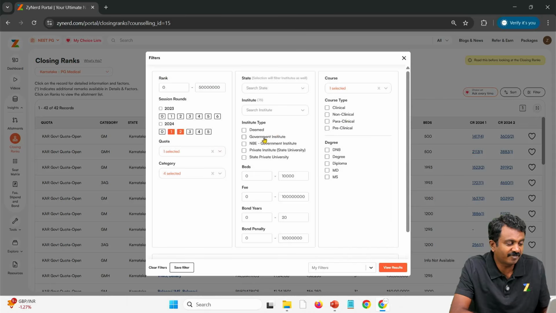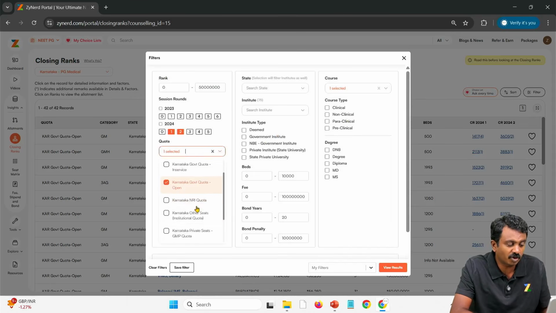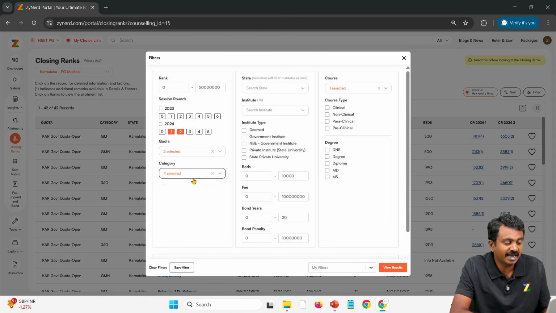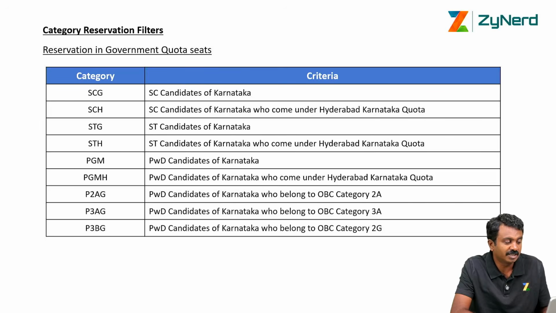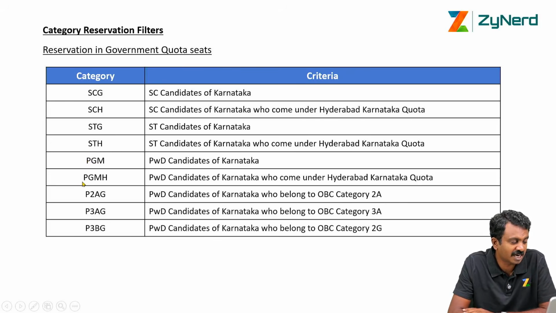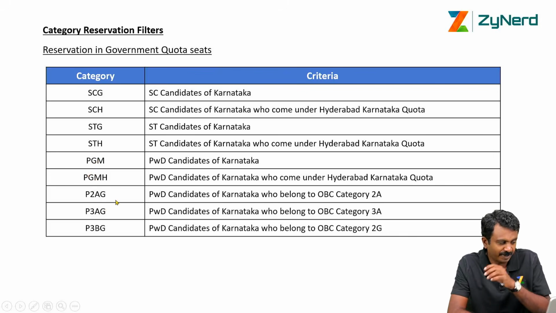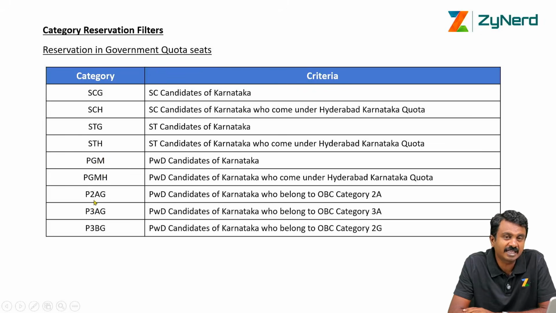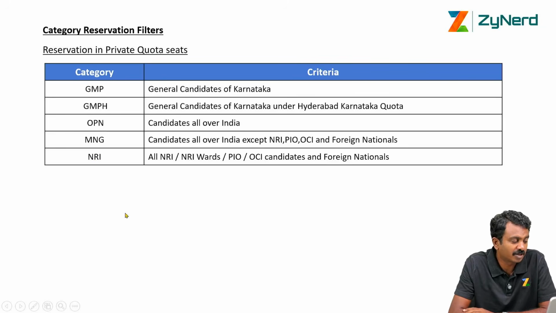What is the quota that I have filtered? Government quota. Let us say I'm looking at also private open seats, then I will select private open quota, and that will come under OPN over here. That I will have to know. So here, reservation in government seats also extends to ST candidates. PGM, anything that starts with P is for PWD candidates. So all these are PWD candidates. There might be other additional quotas as well.